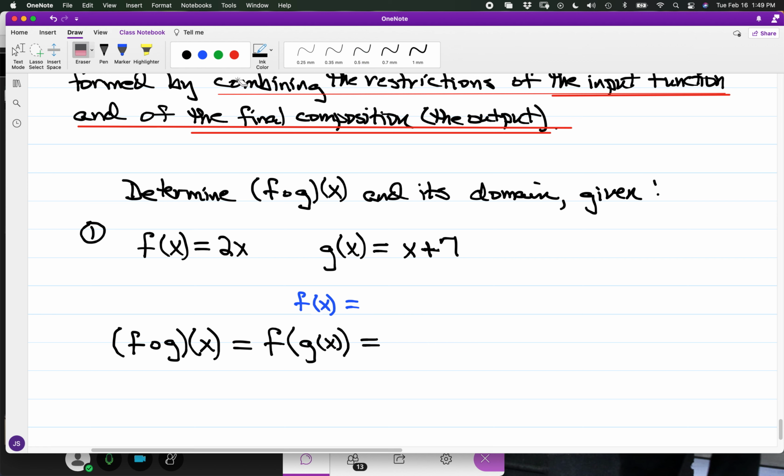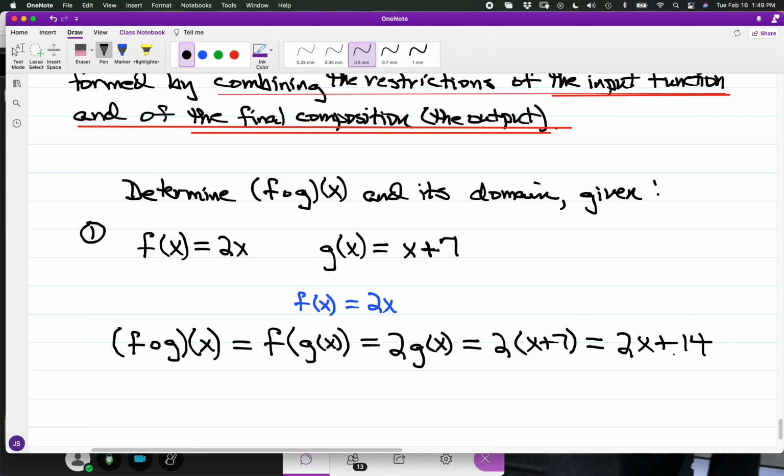For f of x is equal to 2 times x. Okay, so for f of g of x, that's going to be 2 times g of x. And for what we have in g of x, that's going to be 2 times the quantity of x plus 7, and then upon distributing, we have 2x plus 14.